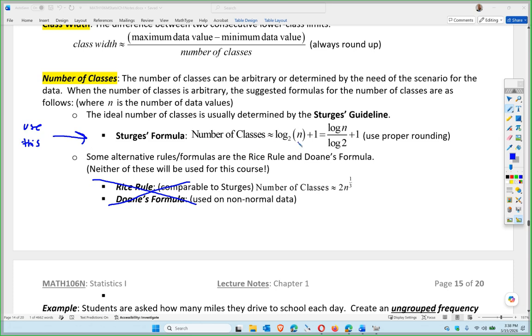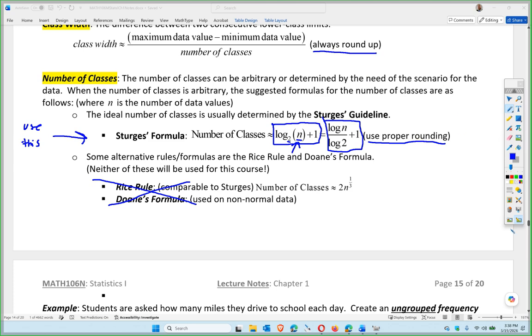So n is the number of values in my data set. If my data set has 50 values, n is 50. If my data set has 100 values, n is 100. The problem is, this is the way you do it in Algebra 2 and pre-calculus in high school and in college, but you can't do little subscripts in Excel. So you use this formula here, which is the change of base formula, to be able to actually type it into the spreadsheet to get the number of classes. And use proper rounding there. The only time you need to round up is with the class width, so you get the biggest number and make sure that it falls into the actual class.